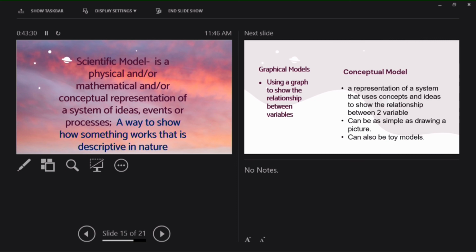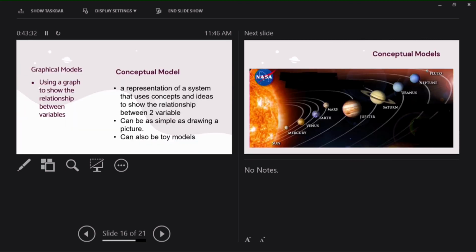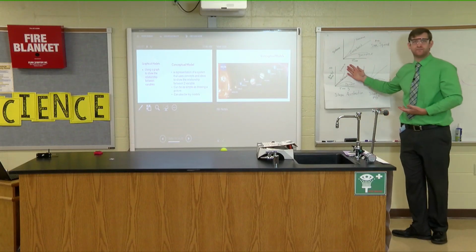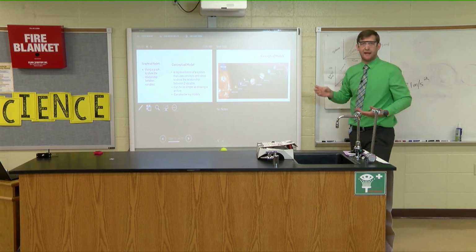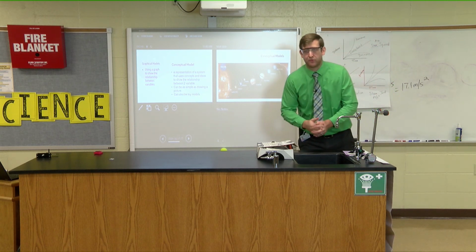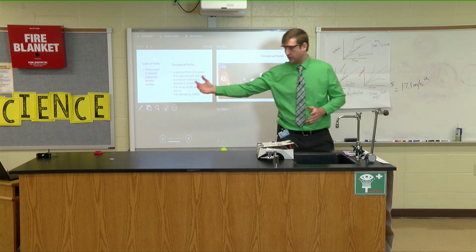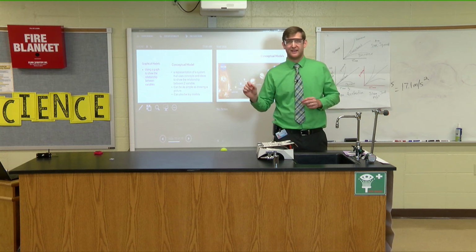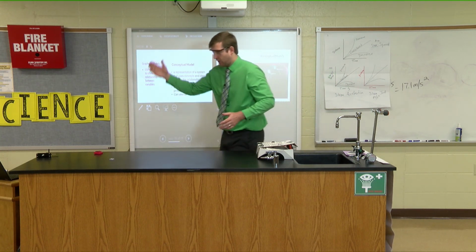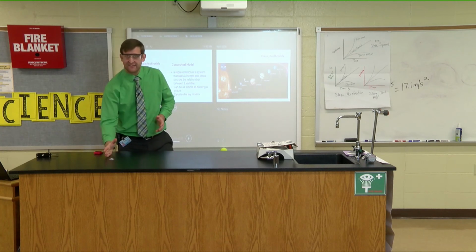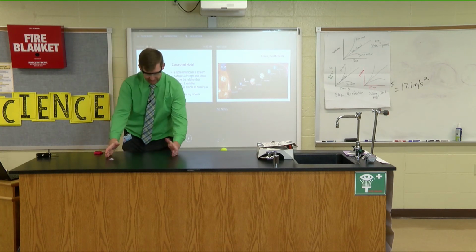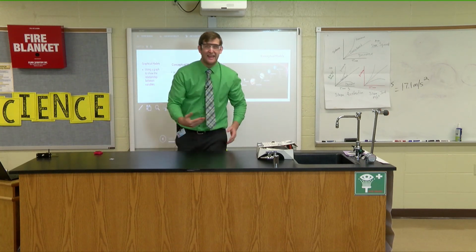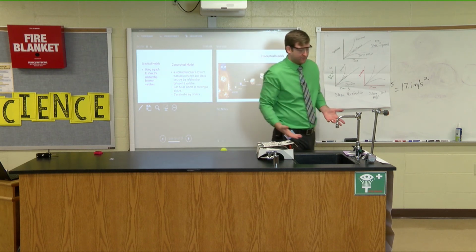So one way that we can do that is by graphical models. Well, guess what we started last week and we've been doing? This is a graphical model. Graphical models can be super, super, super helpful. It can tell you how far something has gone in a particular set of time. It breaks it down. So if I wanted to know how fast I was going at this distance, how fast I was going at this distance, it can show me all of that, okay?